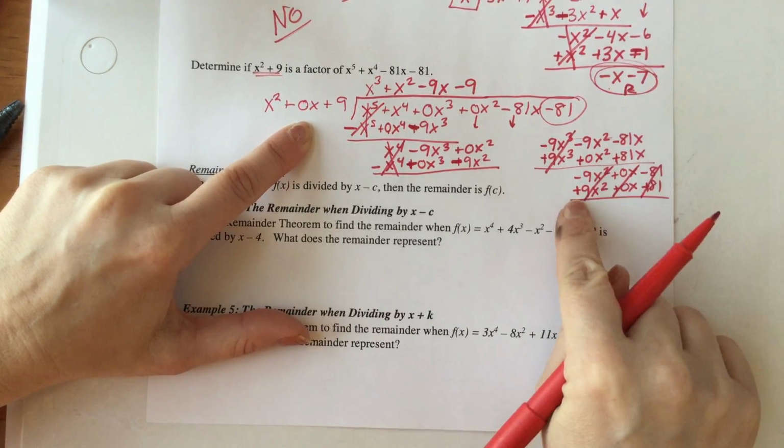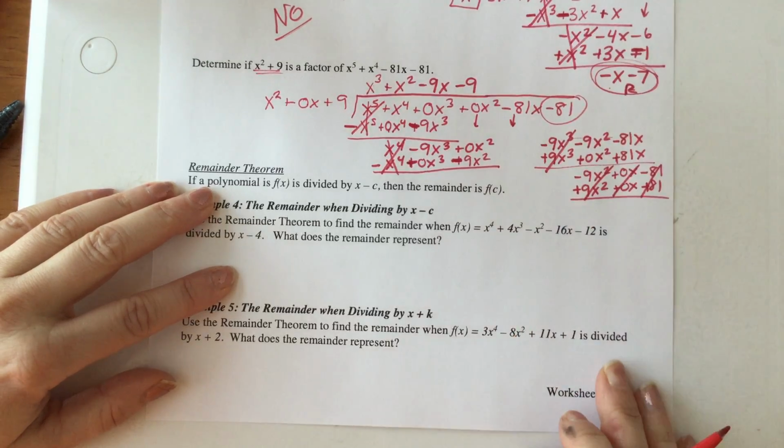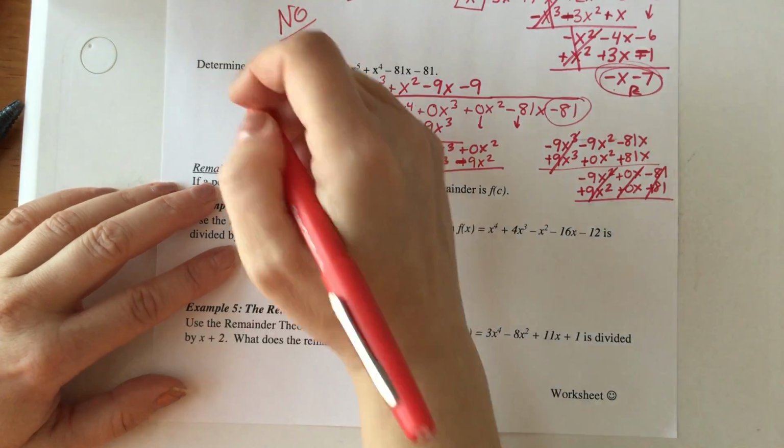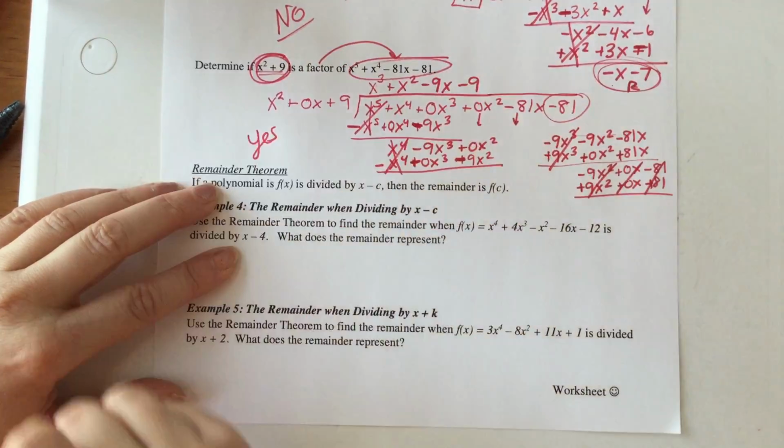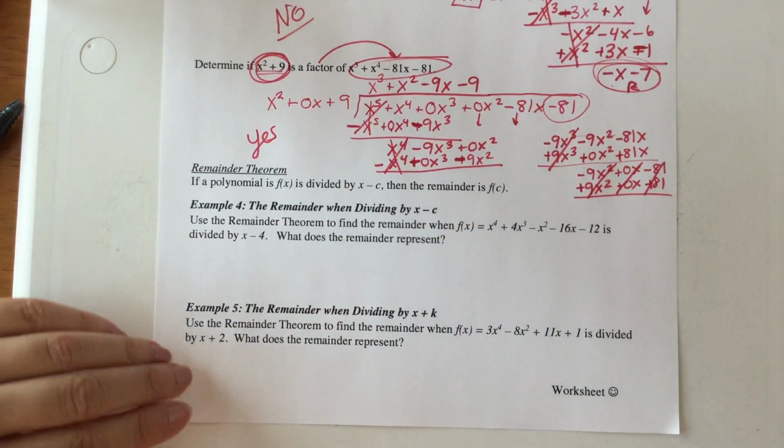Cancels, cancels, cancels. Everything divides perfectly. There's nothing to bring down. So yes, this is a factor of this, meaning it divides perfectly.